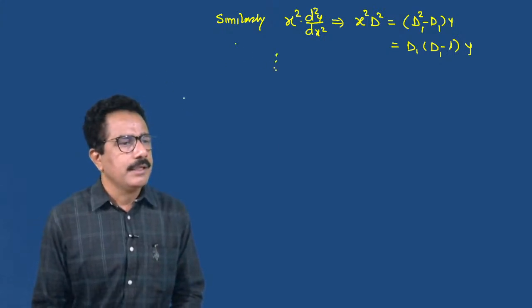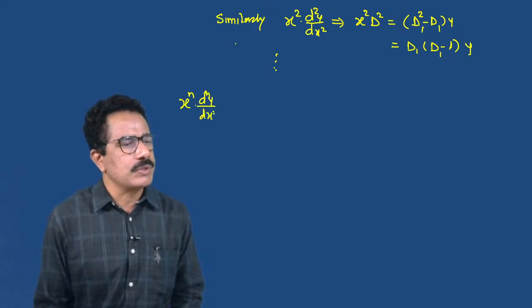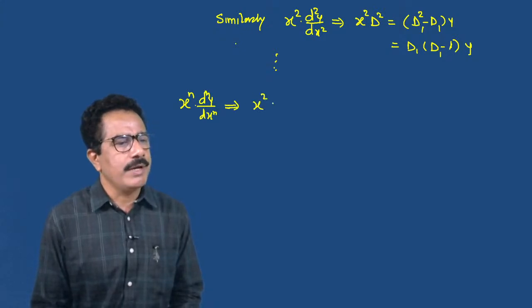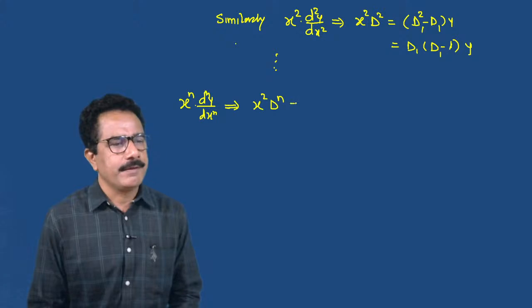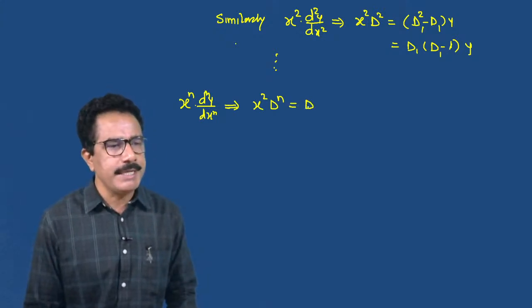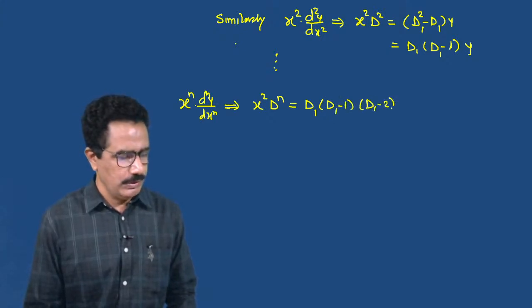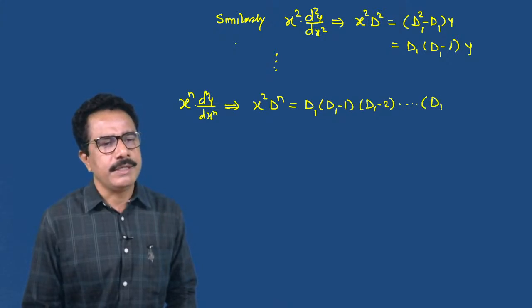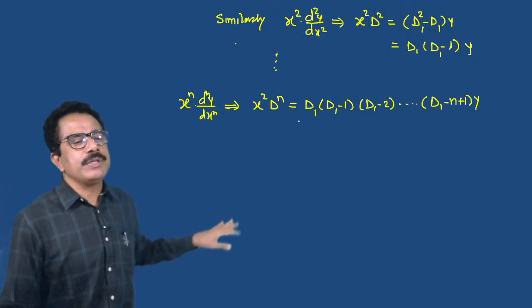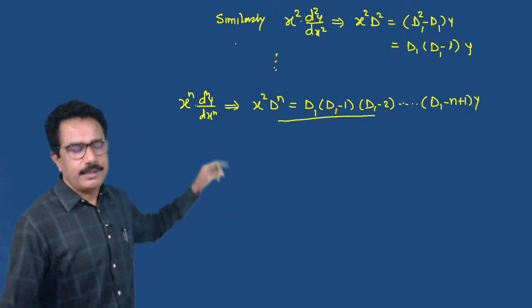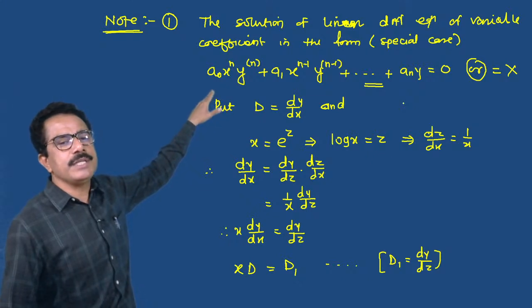या पद्धतीनं nth ऑर्डरसाठी सुद्धा असंच लिहिलं जातं. Dot dot dot, x raised to n into d^n y by dx raised to n असेल. This implies that x^n into d^n, which is represented by d1 into d1 minus 1, d1 minus 2, dot dot dot, d1 minus n plus 1 of y, and substituting all these values in equation 1.